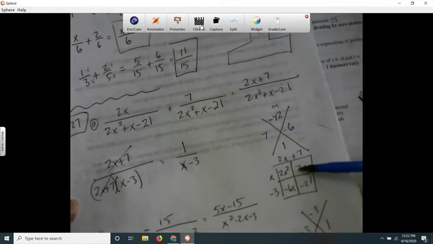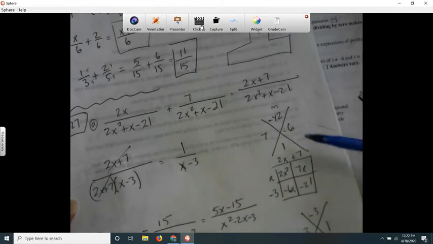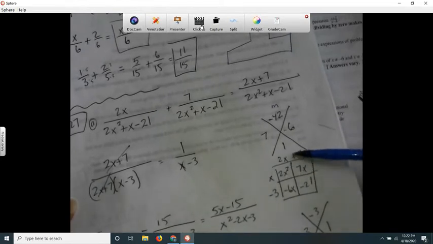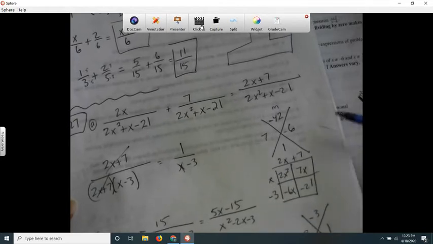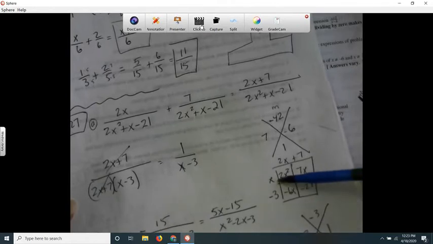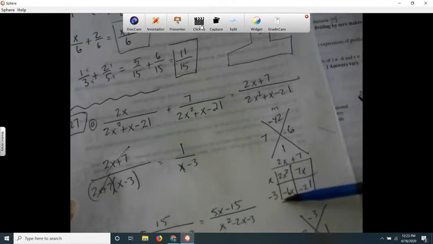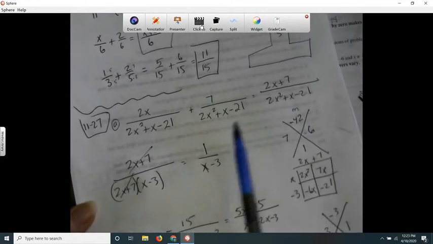And then this is my area model box that I made for this problem. And so I've already talked about how we do this. I hope that you know how to do this. From here, I get the factors 2x plus 7 and x minus 3. So I wrote those. See, I rewrote the denominator.